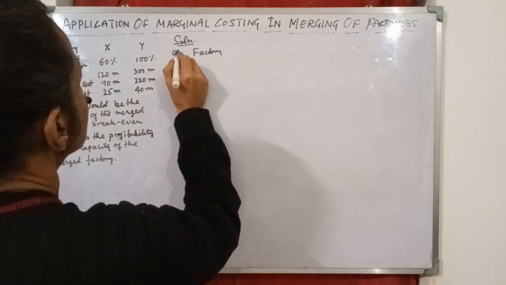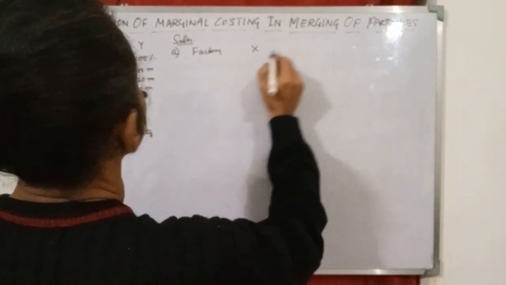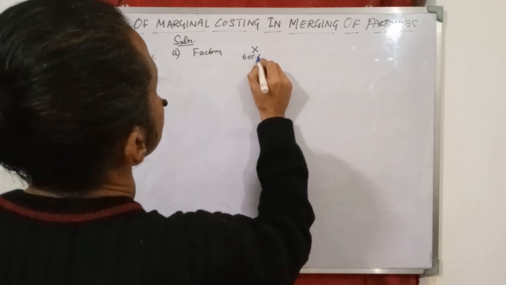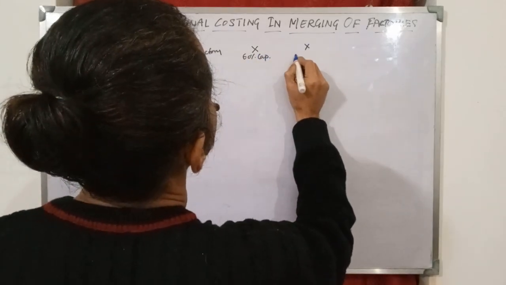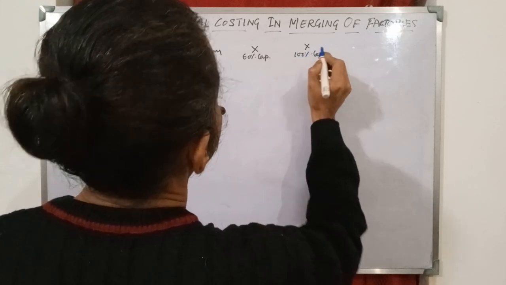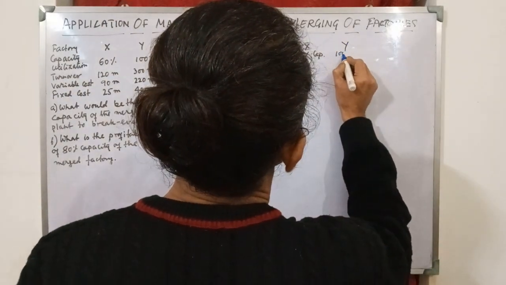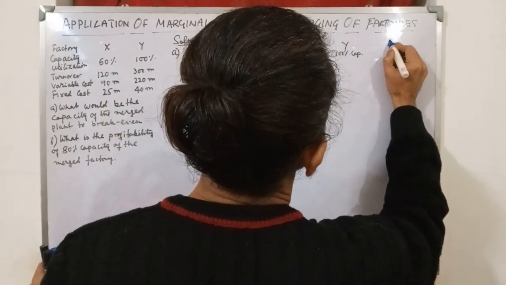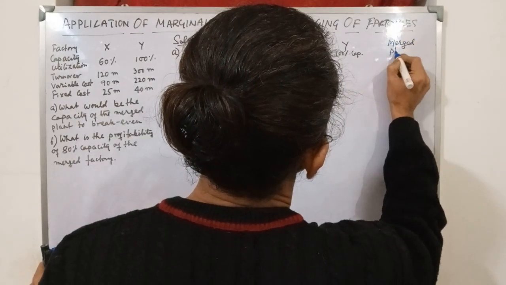This is part A. Factory X at 60% capacity, X at 100% capacity, Y at 100% capacity, and finally the merged factory.